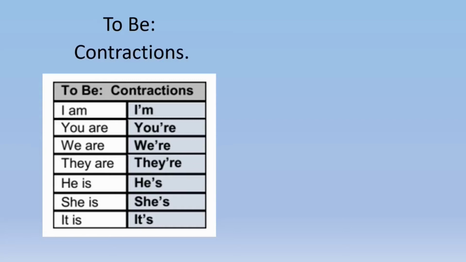They are, they're. He is, he's. She is, she's. It is, it's. When you speak, it's good to use the contracted form. It makes your conversation seem more casual and comfortable.